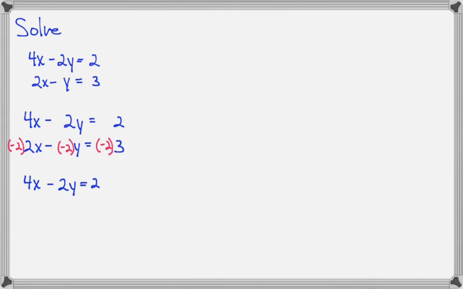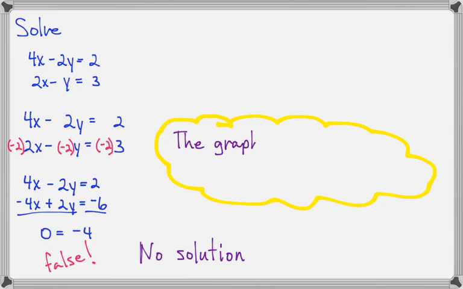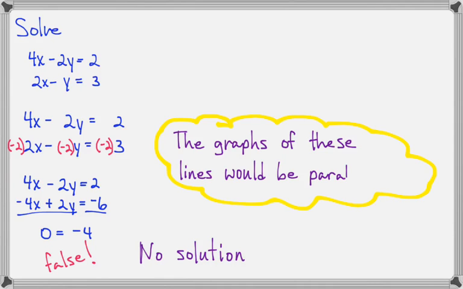Now, my top equation is still the same, and my bottom equation has become negative 4x plus 2y equals negative 6. If I add these two together, the entire left side of the equation becomes 0, and the right side, 2 minus 6, is negative 4. So, since this is a false statement, that tells me that there is no solution to this system. And I know now that because there's no solution, if I were to solve these for y and put them in slope-intercept form and graph them, the two graphs would be parallel lines.